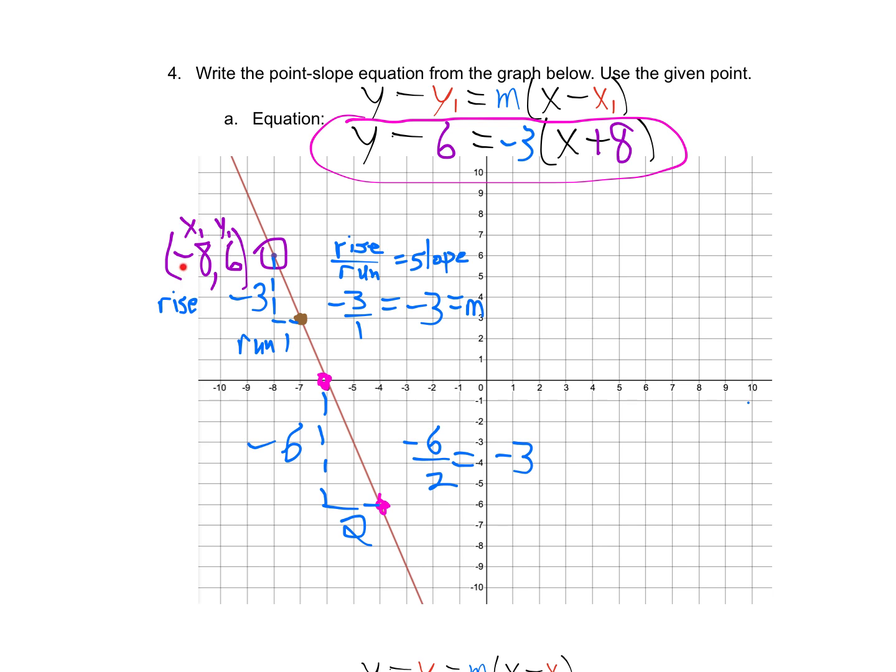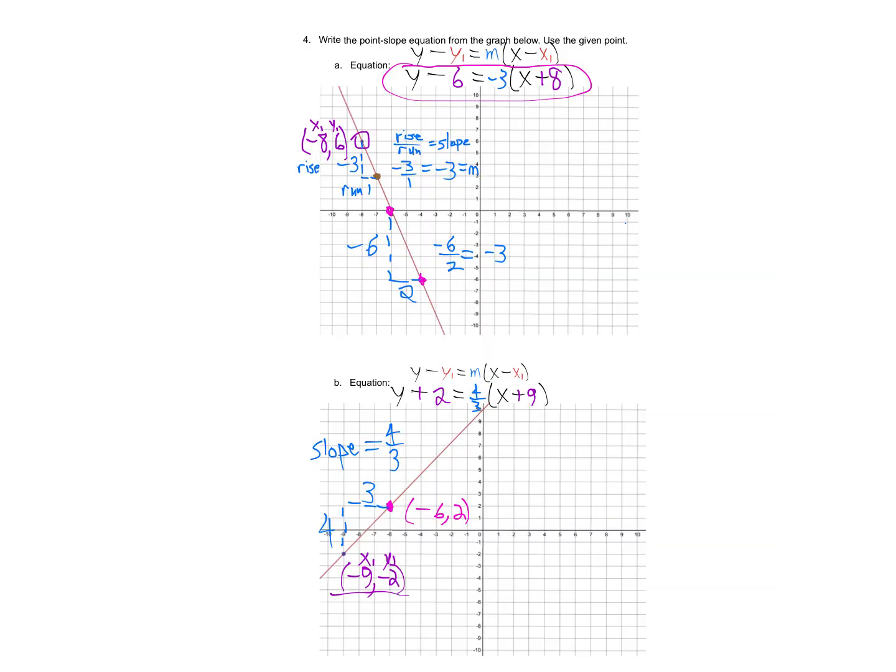I have a point at negative 8, comma 6. So my equation is y minus 6. Remember, the y goes with the y. Opposite sign. So positive 6 means it's y minus 6 equals the m, which is -3, parenthesis x plus 8. Remember, it turns into opposite sign. Since it's -8, it turns into x plus 8 inside the parentheses. So y minus 6 equals -3 times quantity of x plus 8.